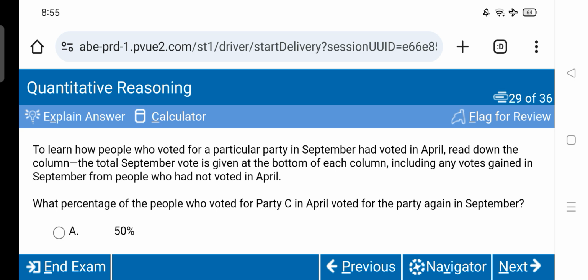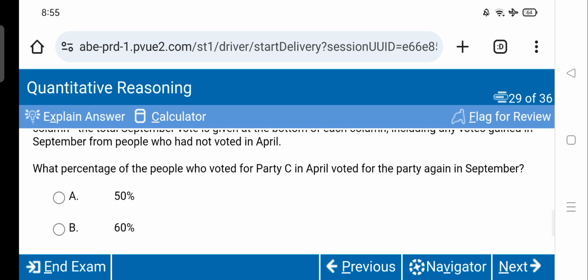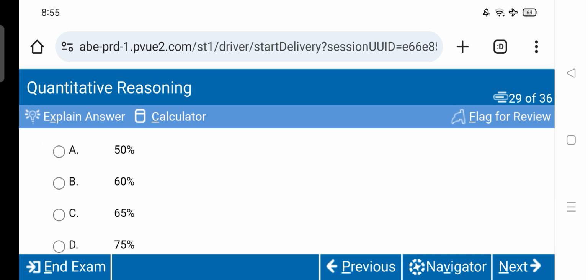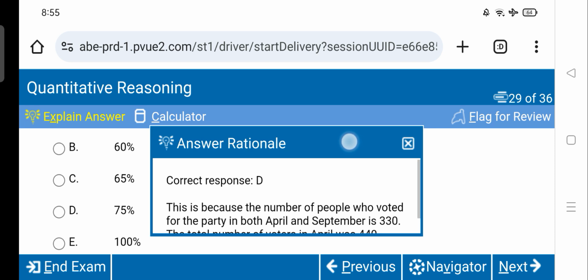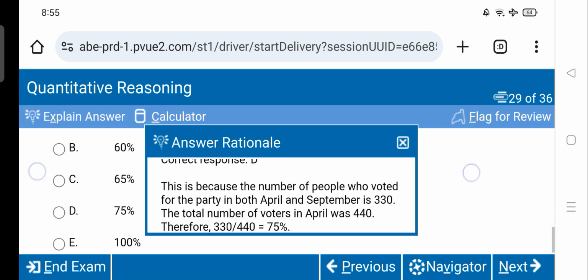So, what percentage of the people who voted for Party C in April voted for the party again in September? Option A, 50%, option B, 60%, option C, 65%, option D, 75%, option E, 100%. So the correct response we have is option D.